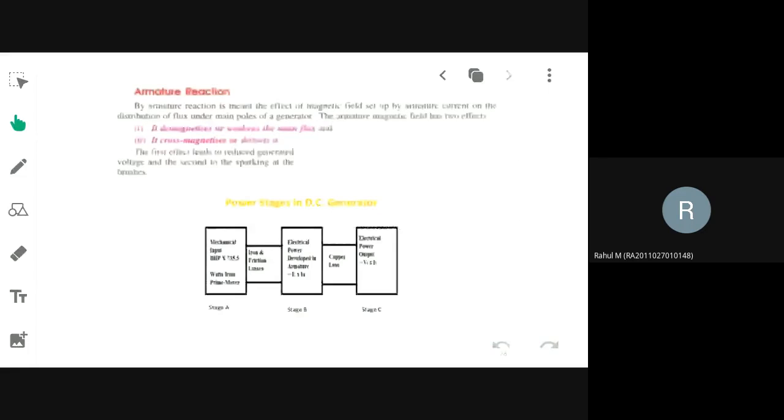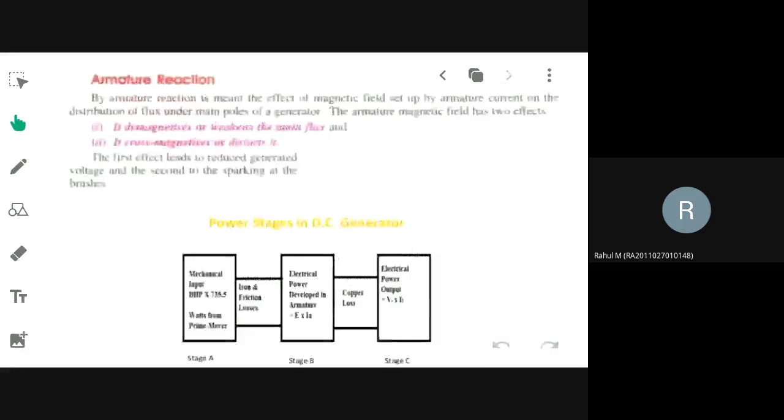Already I have told you what is armature reaction, what are the two effects. It demagnetizes and cross magnetizes. Demagnetizing means it will weaken the main flux. Cross magnetizing means it will distort it. And I told you demagnetization, weakening of the main flux, means it will reduce the generated EMF. And it will result in sparking at the brushes. This might be asked in two more questions.